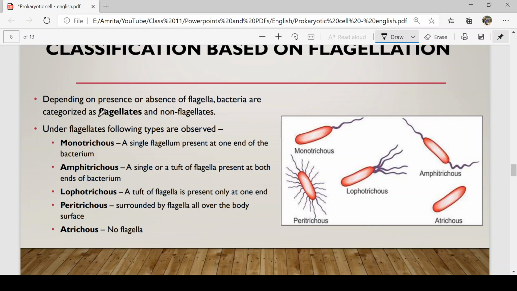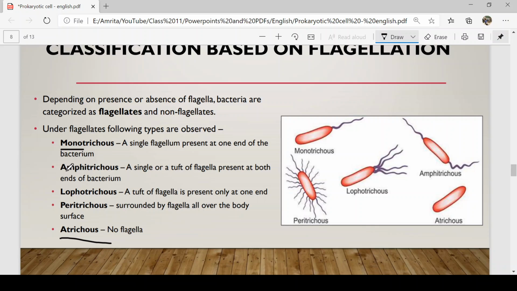If a particular bacteria does not have a flagella, we call it atrichous. Now trichous means flagella, and a means no flagella. So atrichous means no flagella. Next, if it has a single flagellum, it is called monotrichous. Mono means single, so a single flagellum is present at one end of the bacterium. Like cholera. The cholera bacteria is monotrichous because it has one single flagellum present on one end.